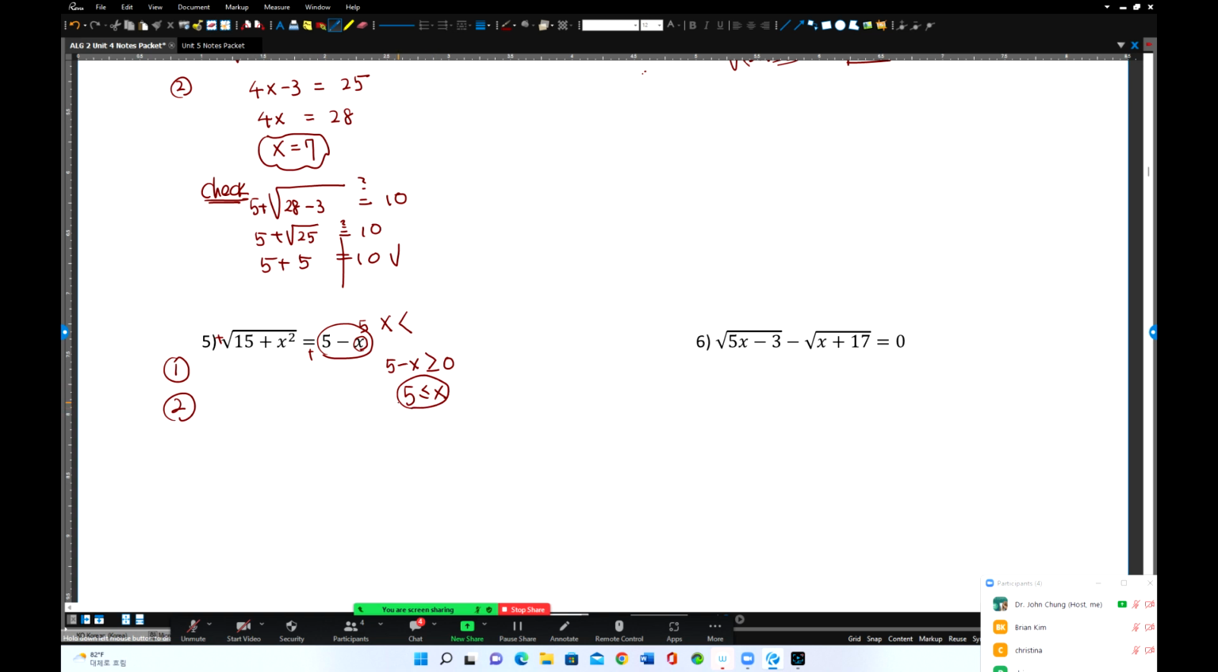Yeah, the solution should be x less than or equal to 5, okay? But it doesn't matter anyway, we're going to check later, okay? But we guess we know that x should be less than or equal to 5, alright?